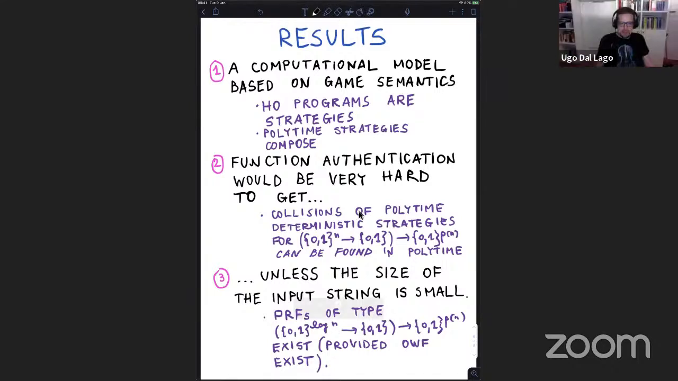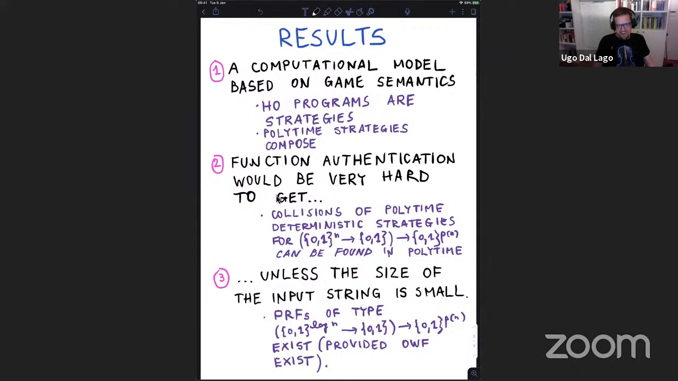Yes, indeed. While preparing my talk, I was looking at Slack, and I decided to rearrange the result in such a way that this becomes more prominent. So point 3 here, down here, is precisely the answer to this question. If the input string is small, then second-order pseudo-random functions do exist, and then equivalence preserving authentication is indeed possible.